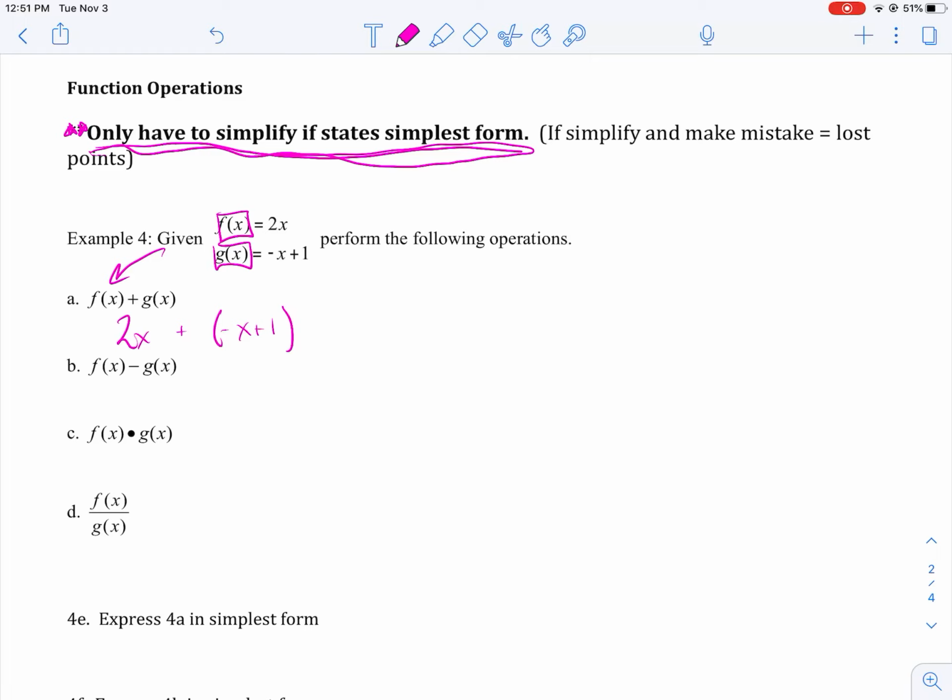I go down below. Same process, except now I have a negative sign, so negative x plus 1. Again, I'm not simplifying anything. Down here, 2x times negative x plus 1. Again, I didn't simplify anything. Didn't tell me to. And then here, 2x over negative x plus 1. And that is our function compositions, right? All I'm doing is taking whatever value we have for f of x, plugging it in there, and whatever value we have for g of x, plugging it in that guy.